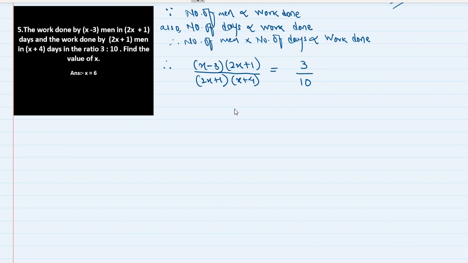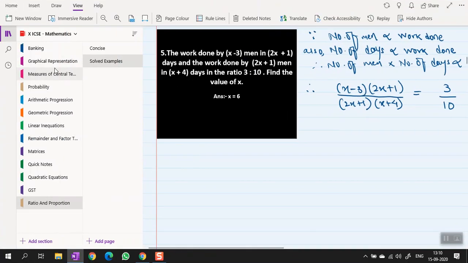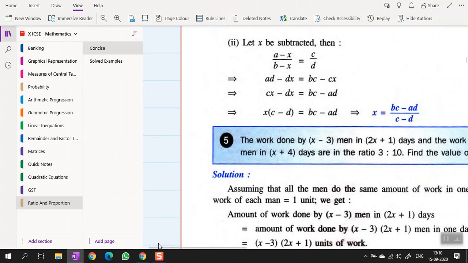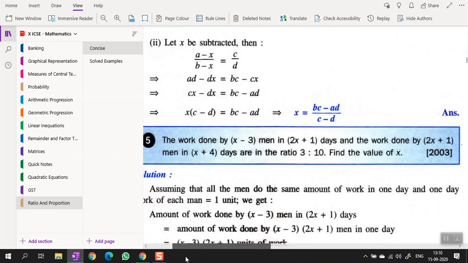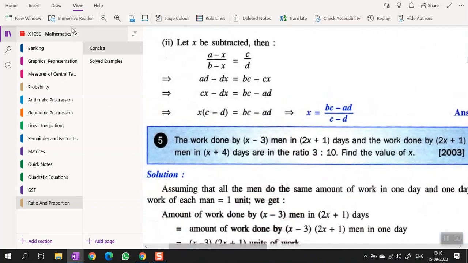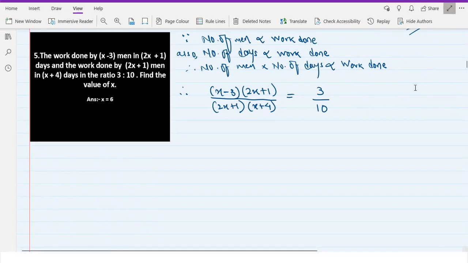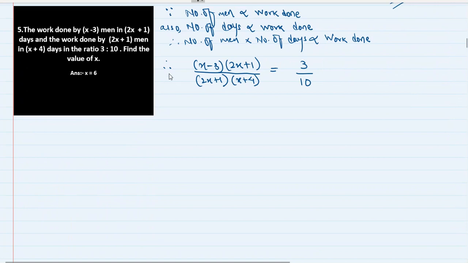Now what? I have to check this question once because I want to check whether this 2x plus 1 is correct. So let me just go here. 2x plus 1, yeah, 2x plus 1, correct. Okay, great. So let's see what we can find out.